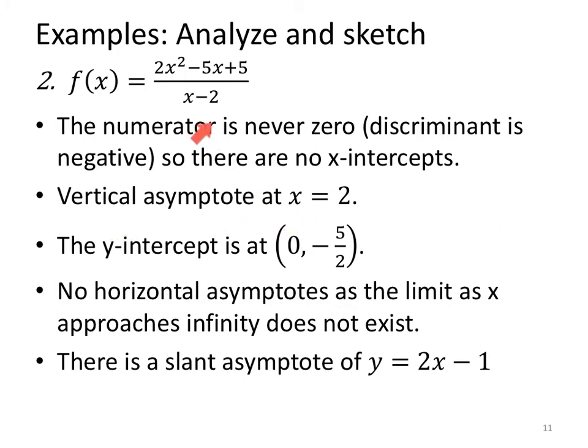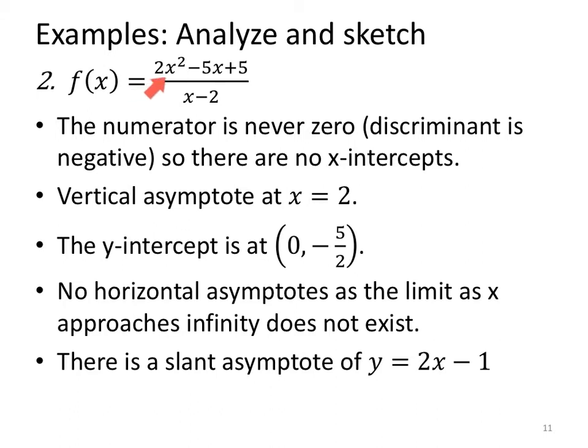We know there's a vertical asymptote at x equals 2. x equals 2 is not in the domain of the function. The y-intercept: if I put in an x value of 0, everything with a variable cancels out, and I'm left with 5 over negative 2. So negative 5/2 is my y-intercept.